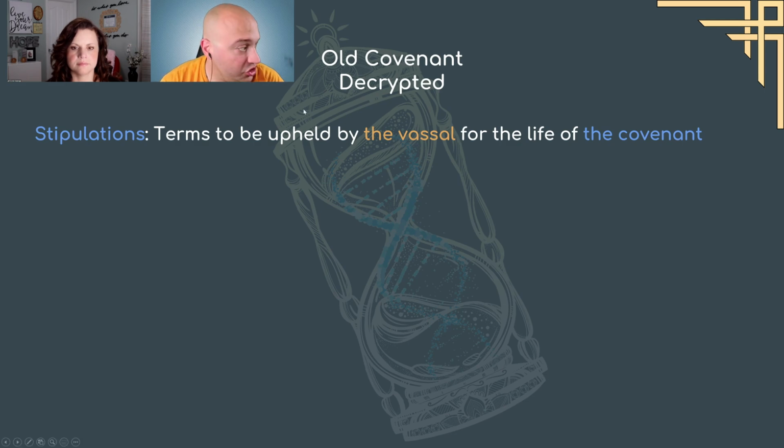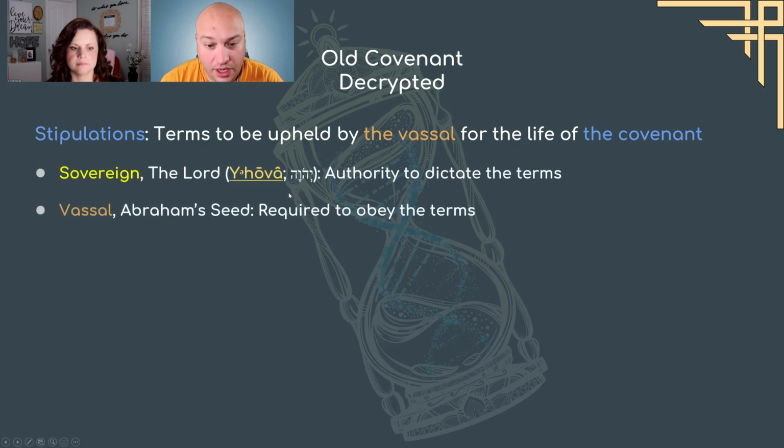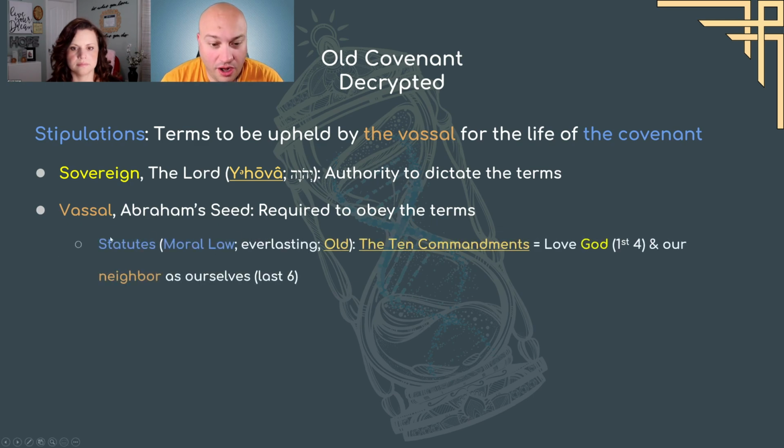Okay? Terms. So here, the sovereign has the authority to dictate the terms. Why does he have the authority to dictate the terms? Because he already did his part. He already did his part, right? And it's all for the benefit of the vassal. And then the vassals are required to obey the terms as long as they want to remain in this covenantal relationship. Okay?